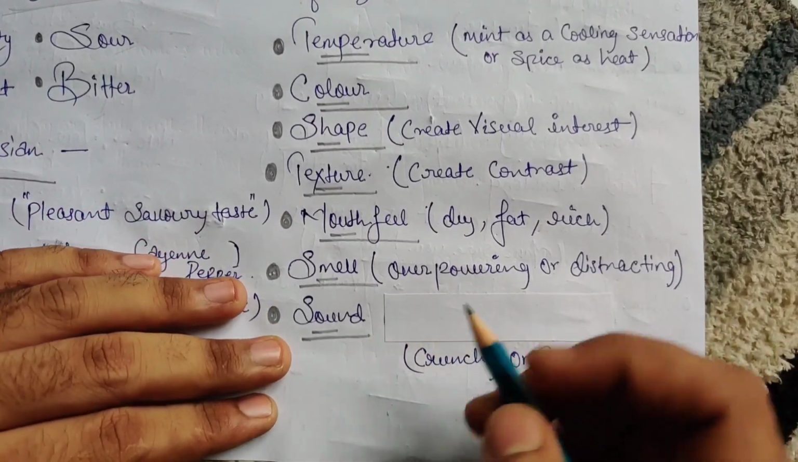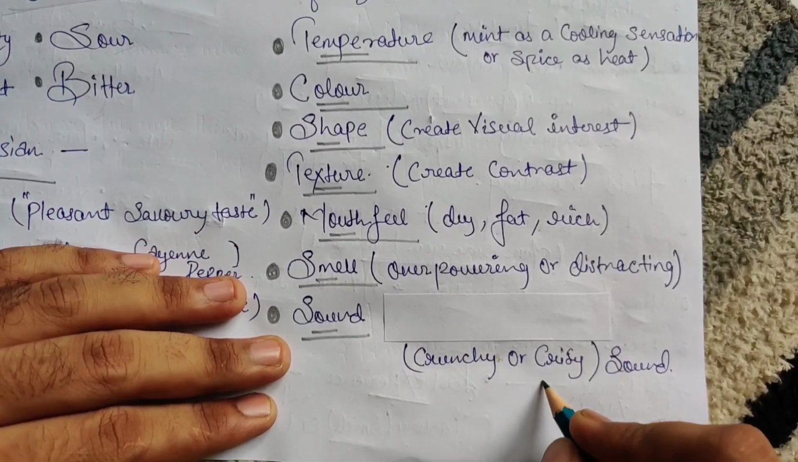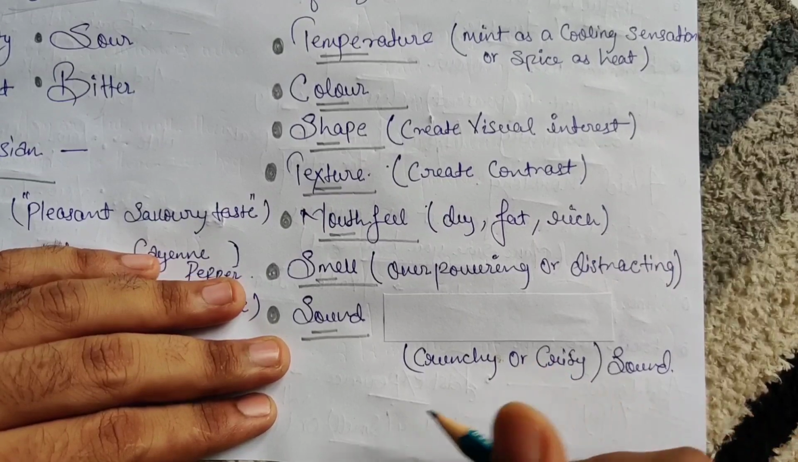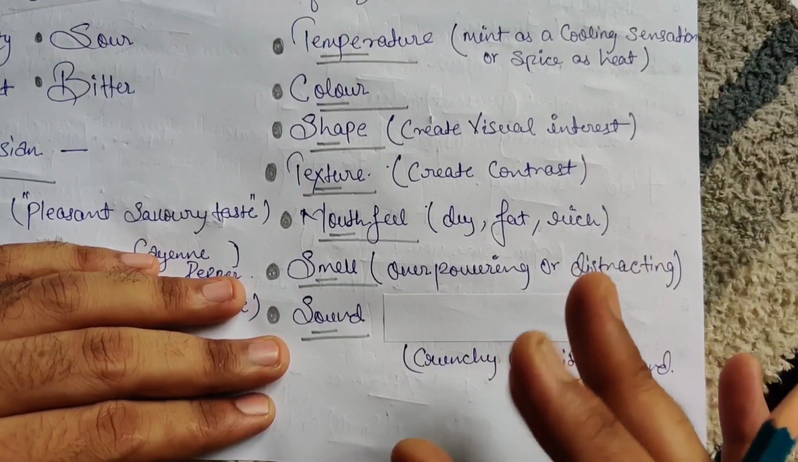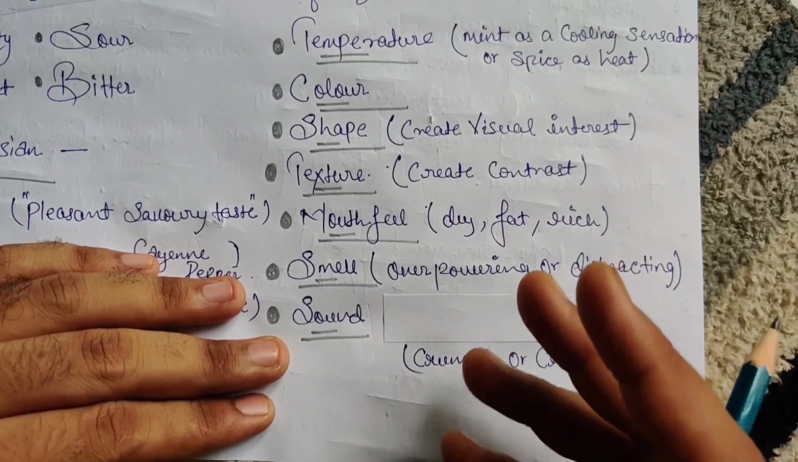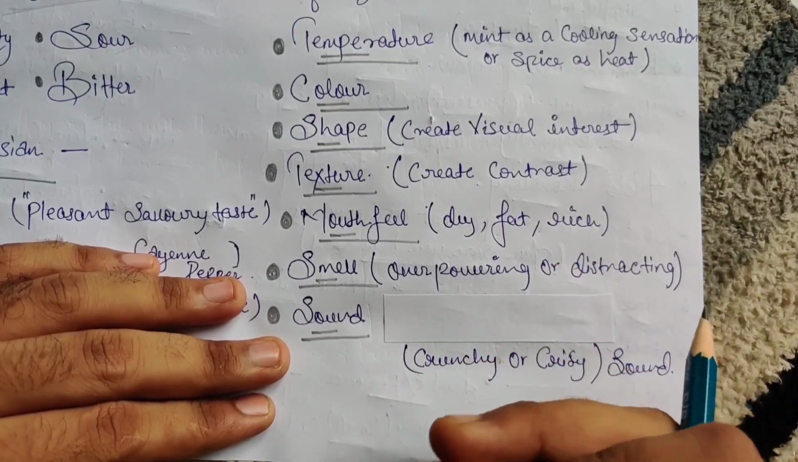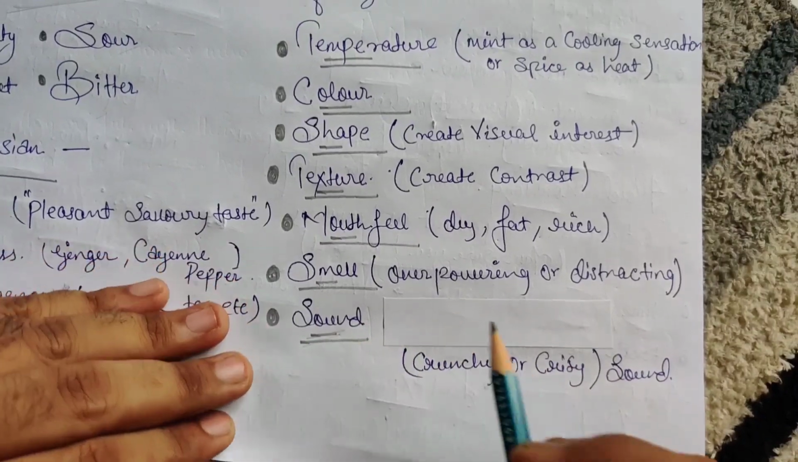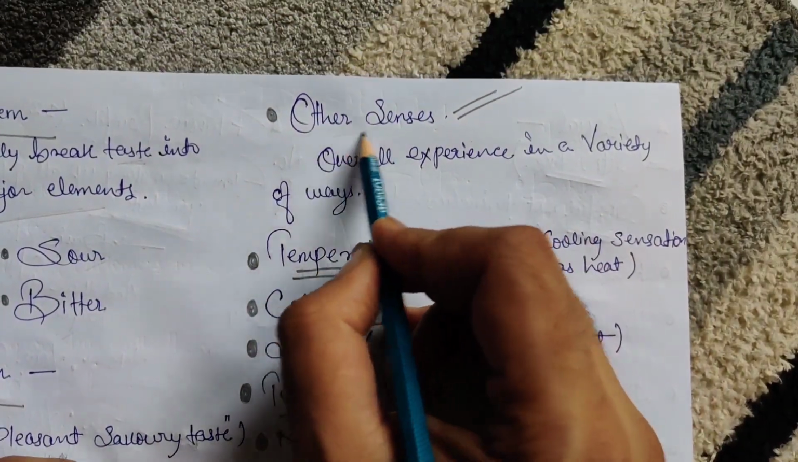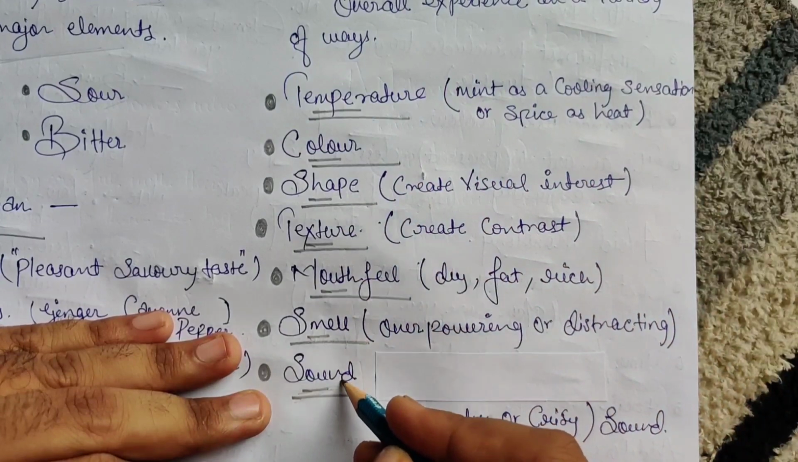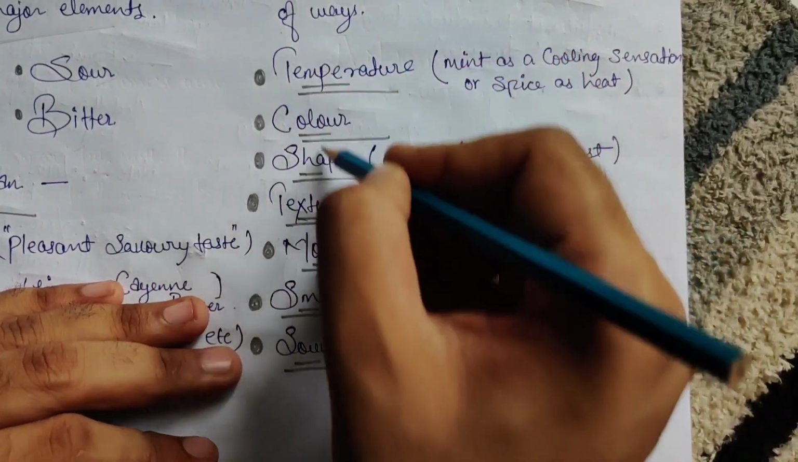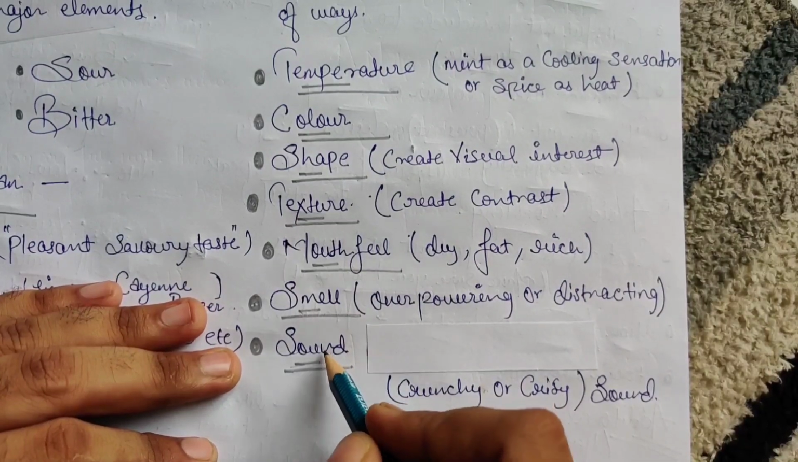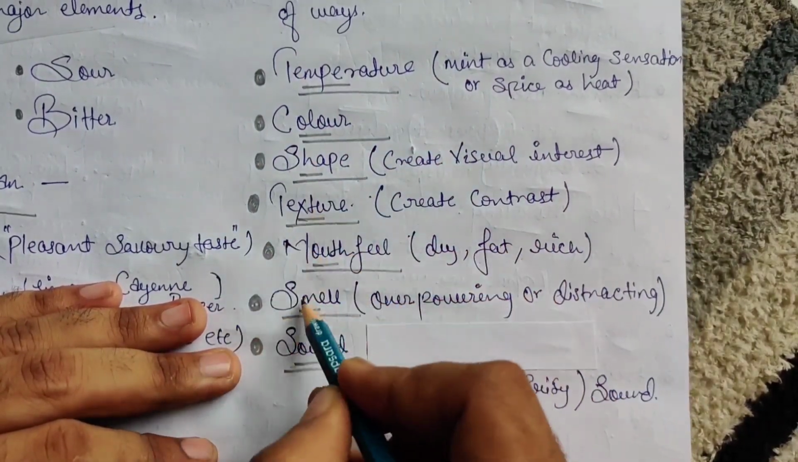Then we have sound, which is all about the crunch or crisp sound when you have it. So you'll have a sound happening in your mouth. A crumbly, crunchy cookie, for example, makes sound. So that is all about it. Clear? So these are the other senses you should always focus on. I must tell you that whenever you plate a dessert, you must focus on these things, because these are important points which matter a lot.